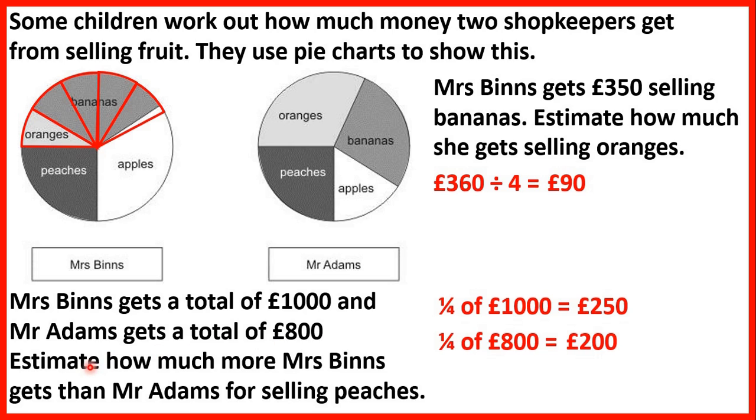But the question asks, estimate how much more. So we need to find the difference, which means we can use subtraction, and £250 minus £200 is £50. So Mrs. Binns gets £50 more from selling peaches because she gets £250 and Mr. Adams only gets £200.